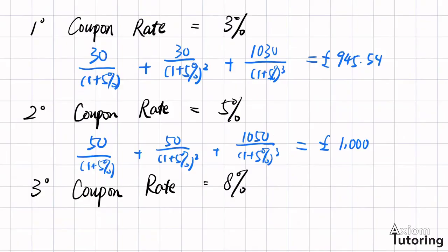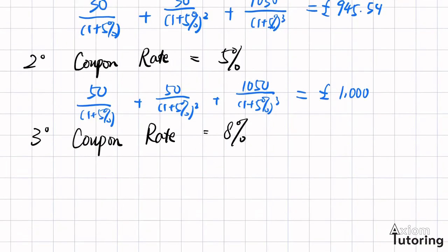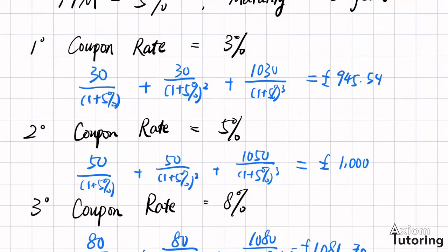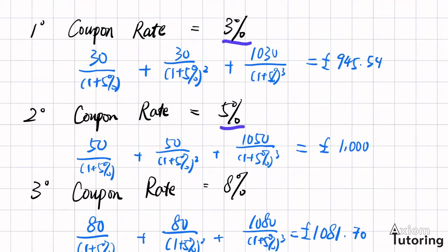Let's take a look at the last one here, with the coupon rate of 8%. Again, let's just do the calculations here. 1 plus 5%, but now the coupon rate is 8%, so the coupons would be worth 80 here. To the power of 2, and then the last payment, 1,080 over 1 plus 5% to the power of 3. Again, if you do the calculations, you will have the price of 1,081.70 pounds here.